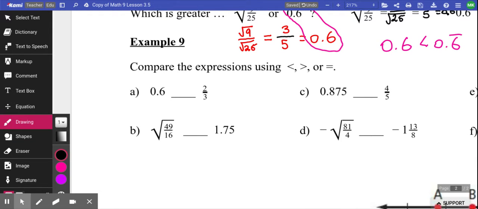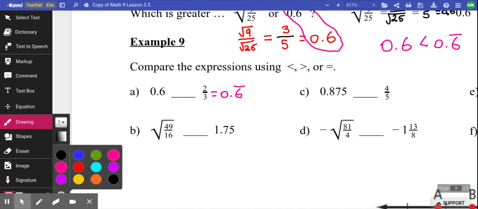A few questions here that we'll do together. So you look at A. We have 0.6 compared to 2 over 3. We know what 2 over 3 equals. That's when we practiced on Wednesday. 2 over 3 is the same thing as 0.6 repeated. That means 2 over 3 is the bigger number.